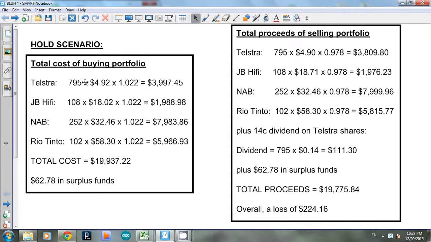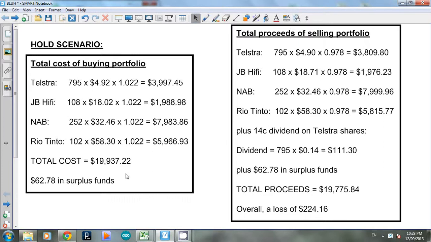So for instance, Telstra, 795 shares, I worked it out in an earlier video, that's how much I could buy, times by an original price of $4.92, and then multiplied by 1.022 to factor in brokerage and GST. So do that, add all those four figures together, gives me a total cost of $19,937. So I didn't spend all of my $20,000, I couldn't do that because there was a little bit of rounding off going on there. So that means I've got $62.78 in surplus funds, basically loose cash, kicking around. And I'll have to remember that when I get to the end.